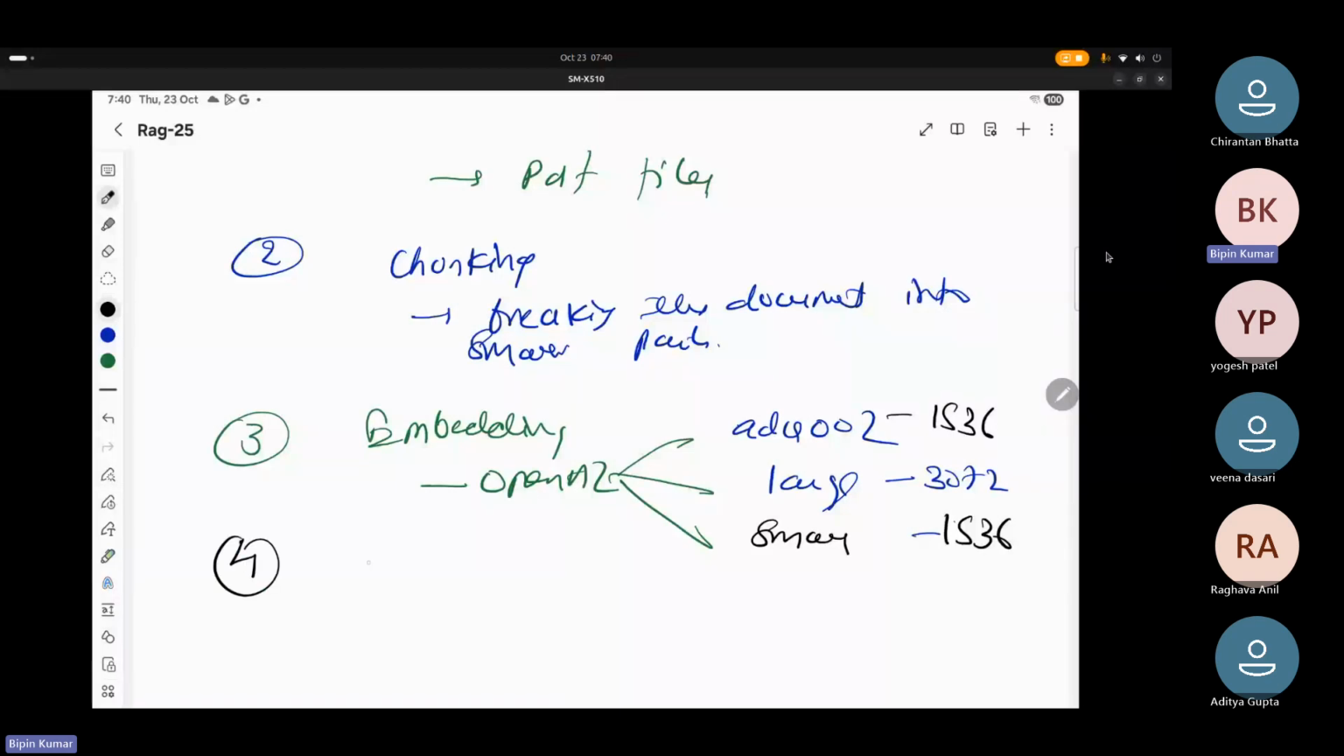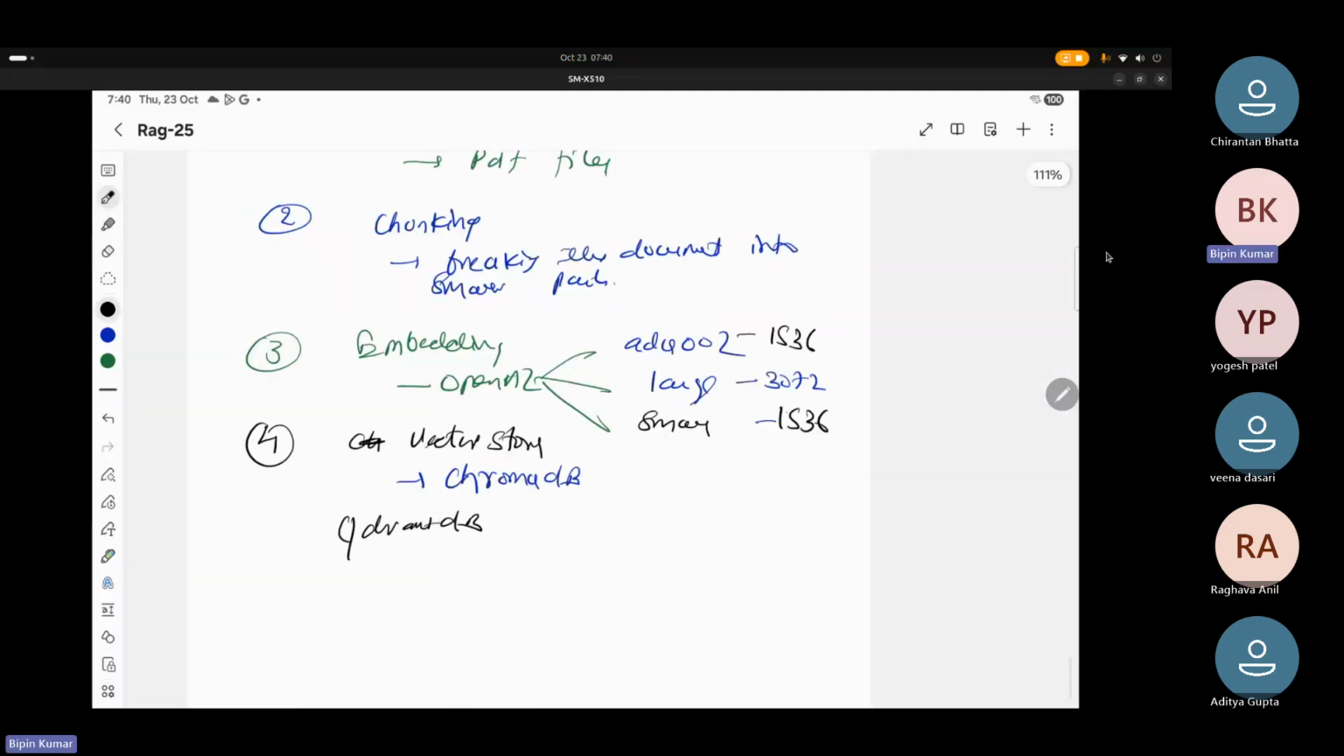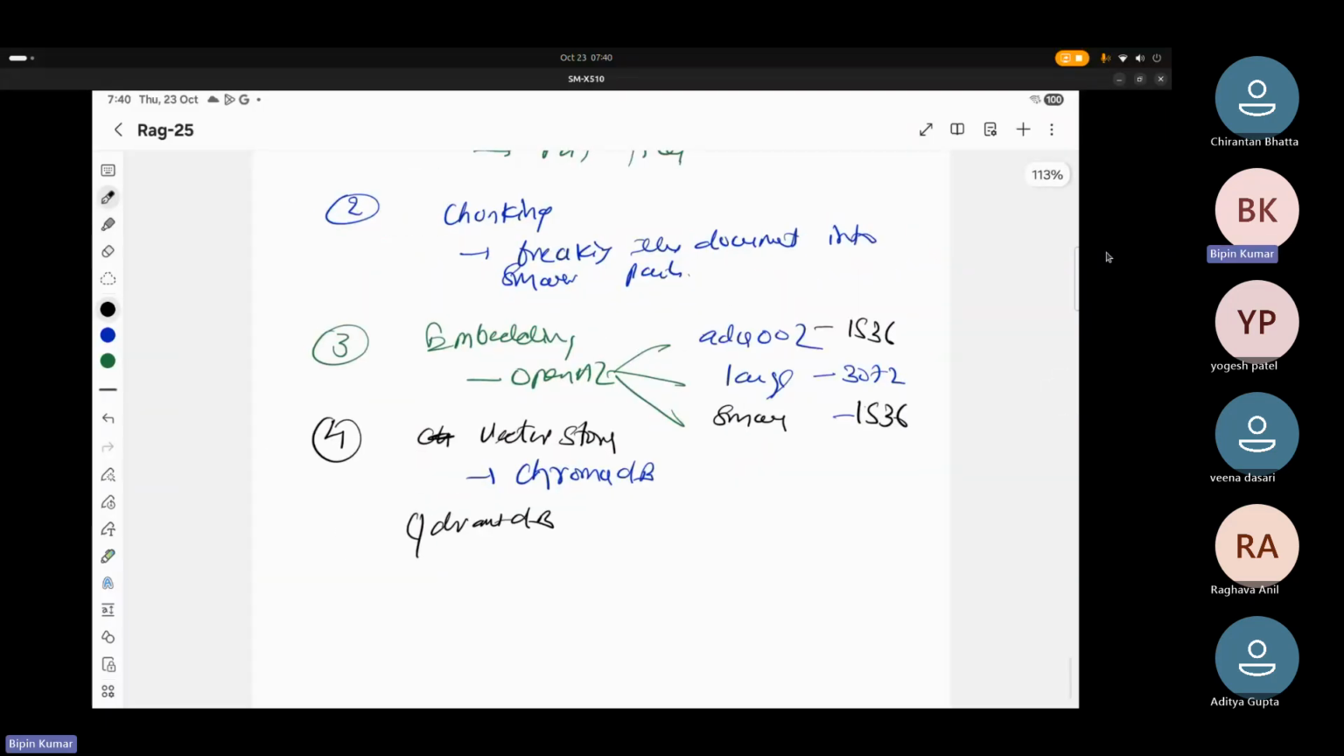Then we have seen vector store. Once we have an embedding, we use a vector store. So in vector store, we just started with ChromaDB. Okay. And in today's class, we will see Qdrant DB. Okay. So vector store is what we store in vector DB.